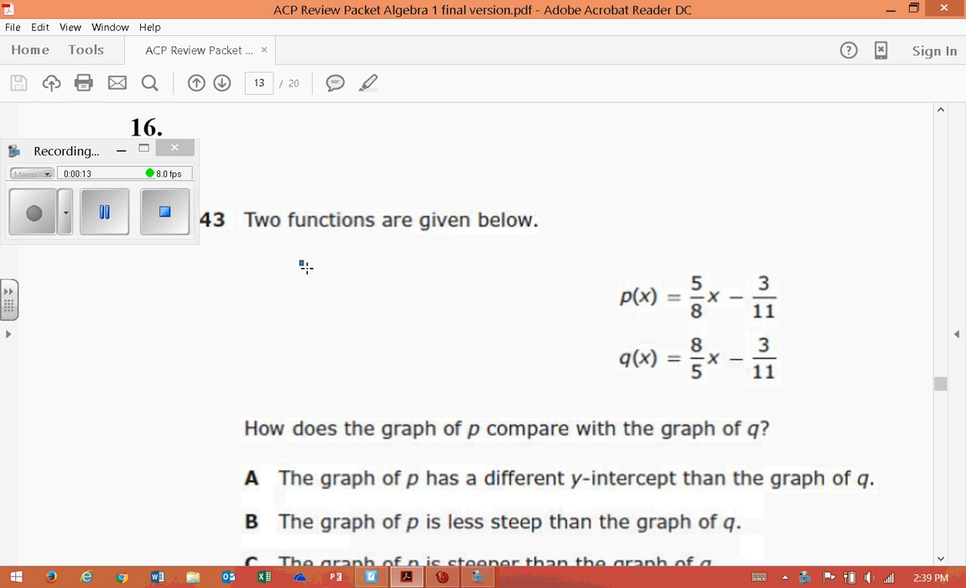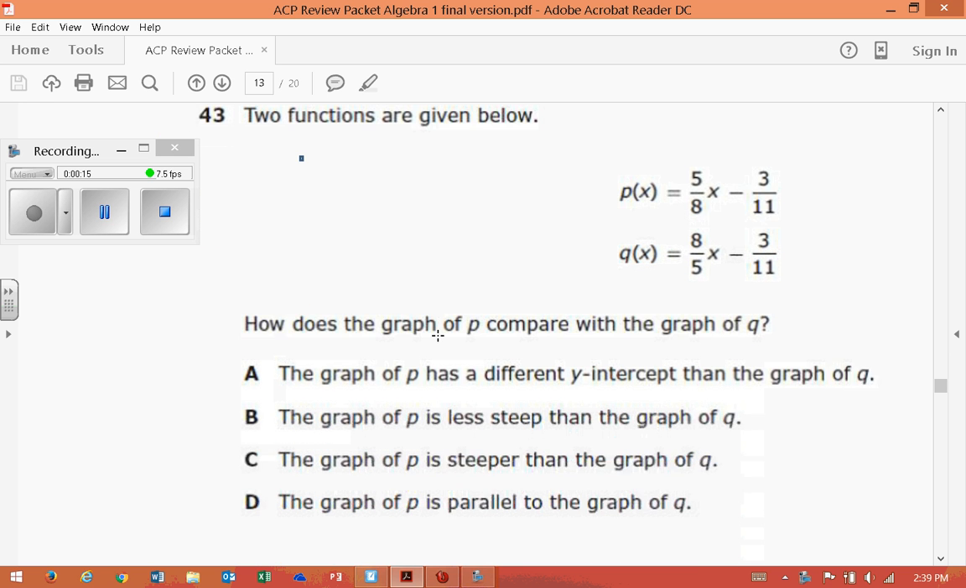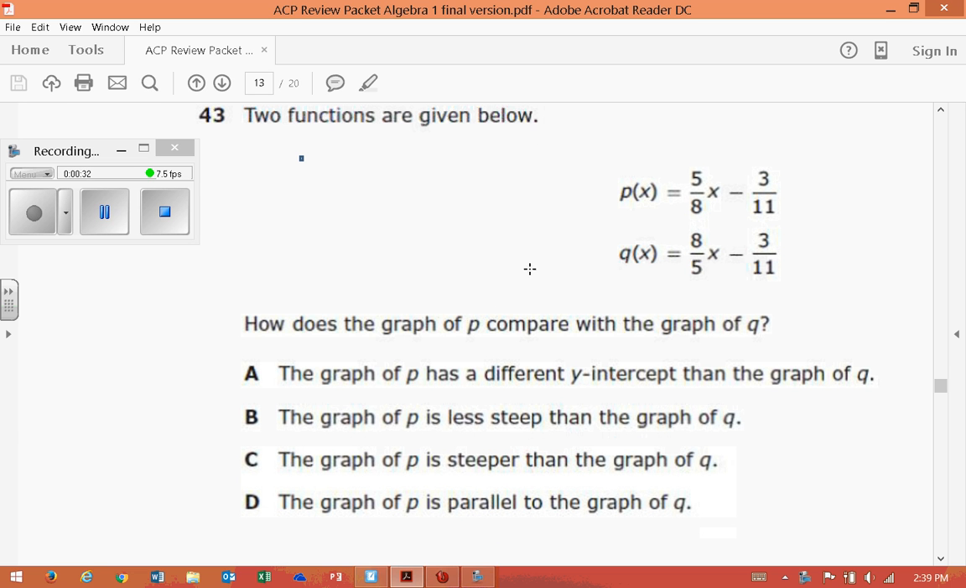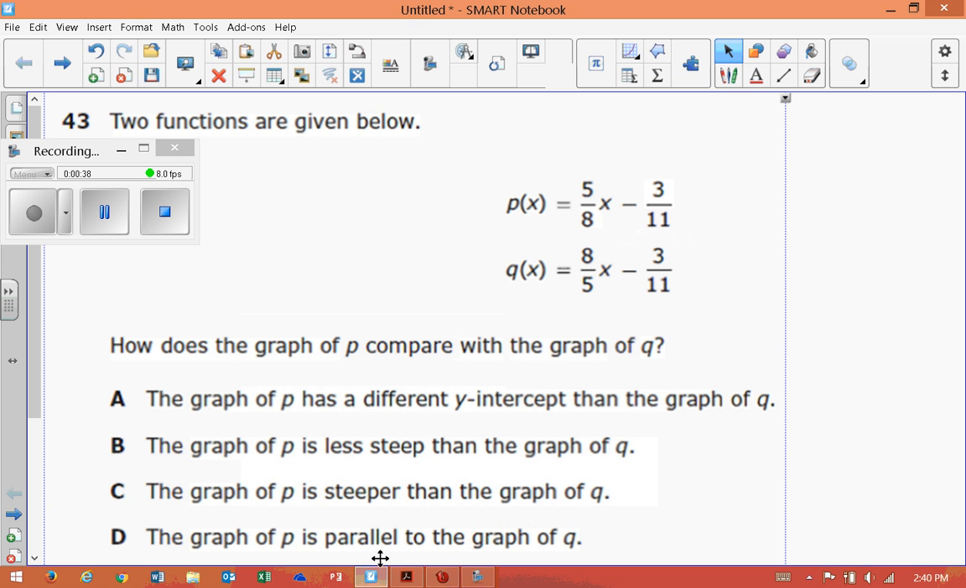Problem 16 from my ACP review talks about two functions which are given below. Here's p of x equals 5/8 x minus 3/11, and q of x equals 8/5 x minus 3/11. What we want to do is look at the graph, because it asks how the graph of p compares with the graph of q.